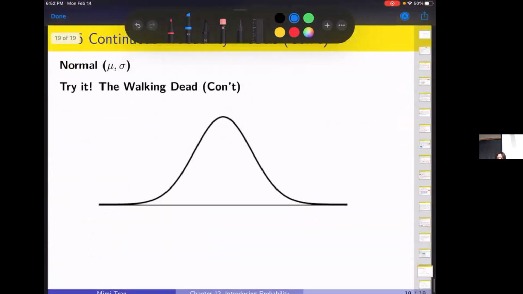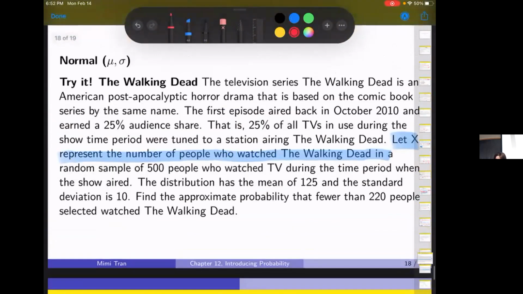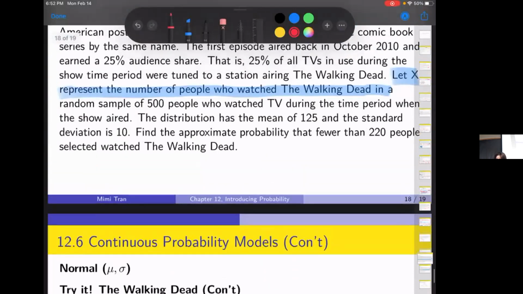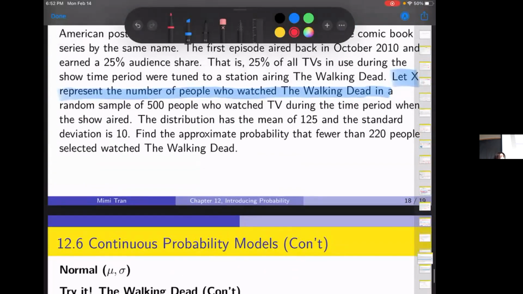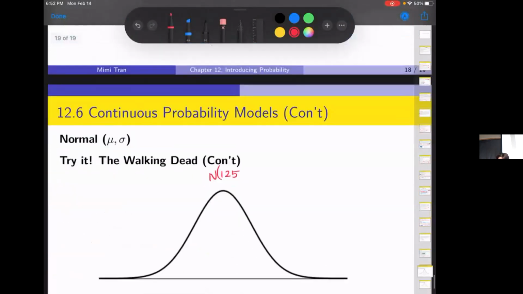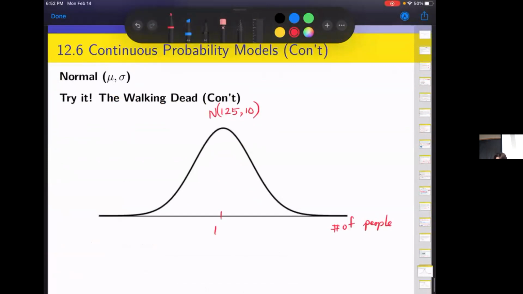So first things first, for the normal distribution, you have to draw the curve. Normal, mu is 125. Remember, what does 125 represent? The number of people, right? And then the standard deviation is 10. So the x-axis is the number of people, with 125 in the middle.